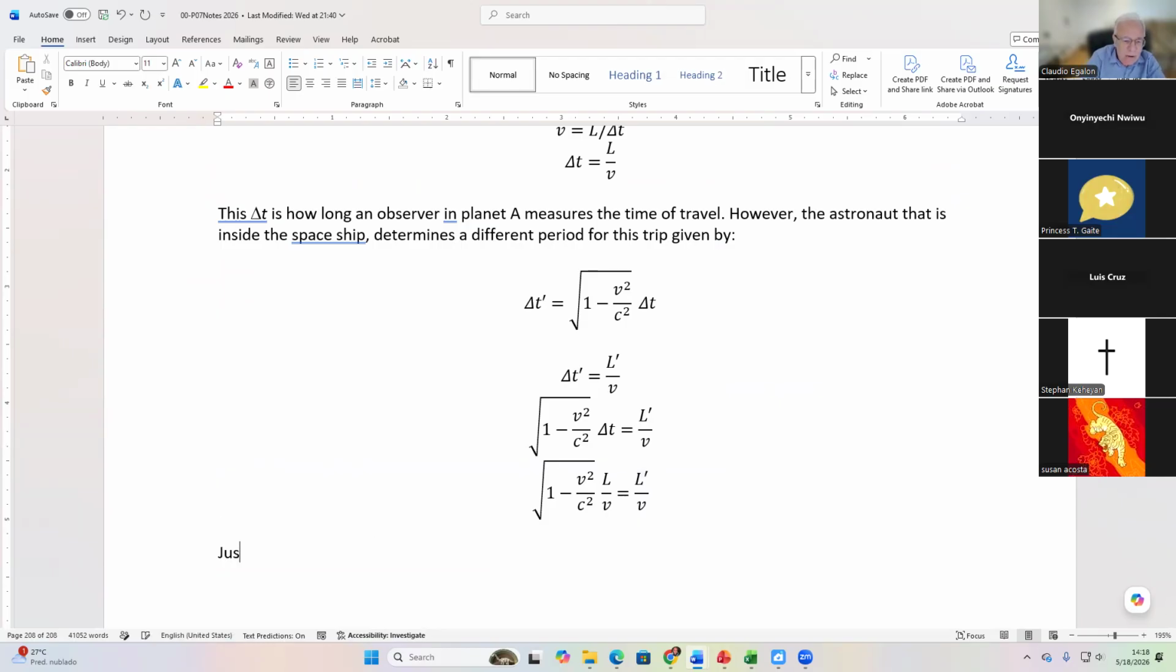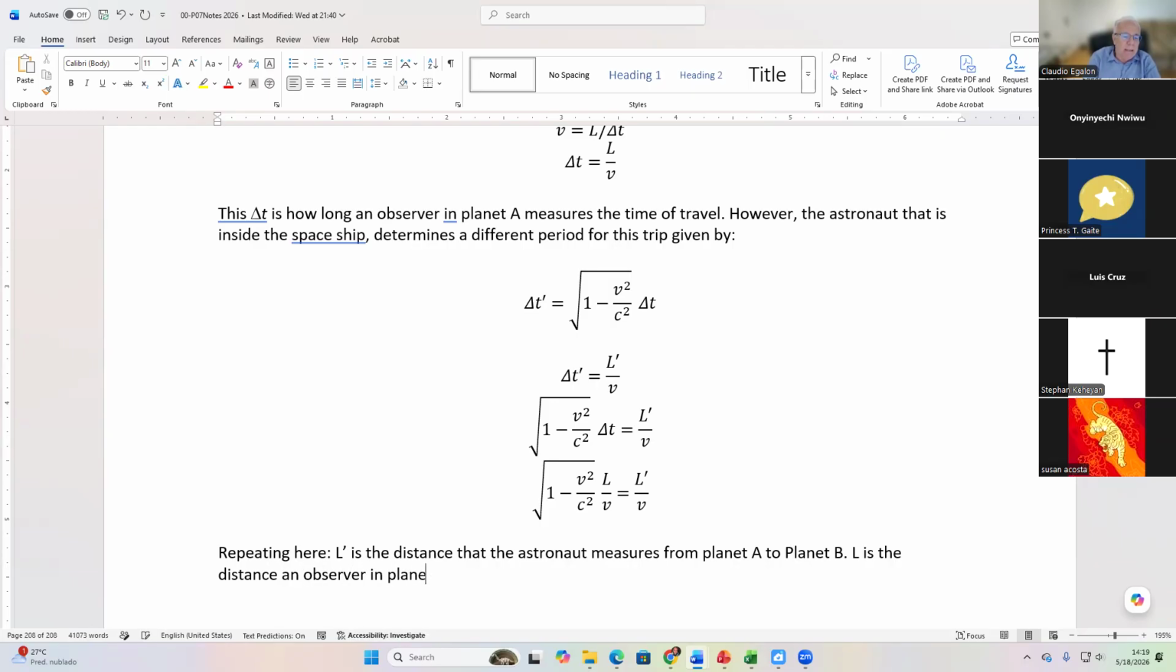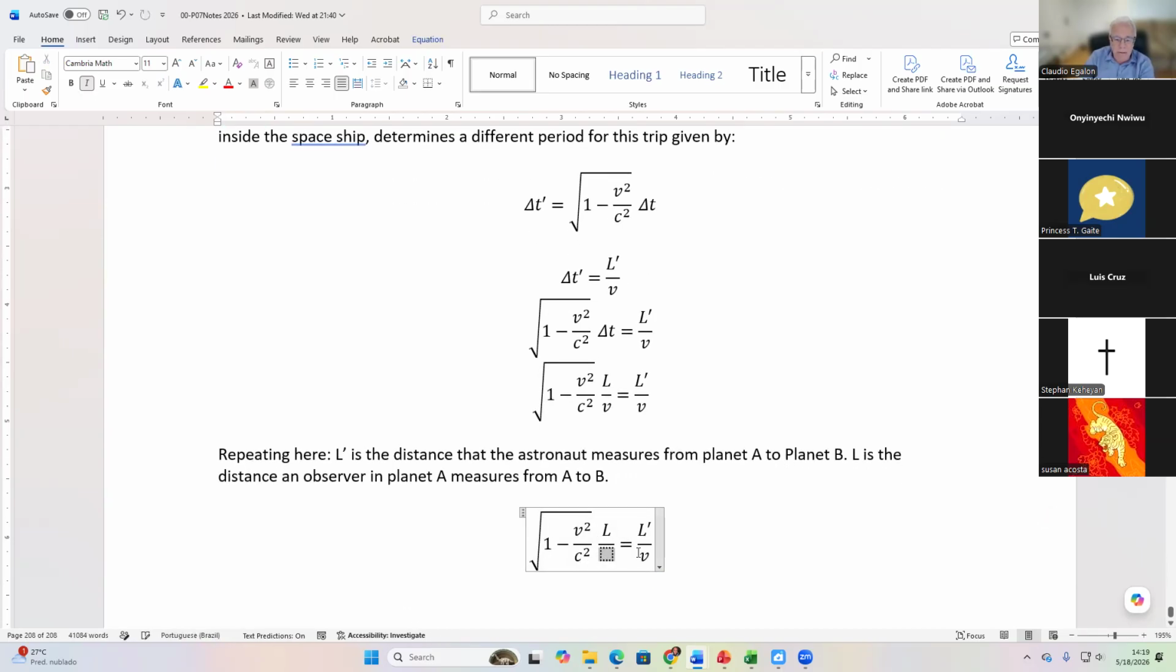Just to clarify, repeating here: L prime is the distance that the astronaut measures from planet A to planet B. L is the distance an observer in planet A measures from A to B. And now let's proceed. v is going to cancel out on both sides.